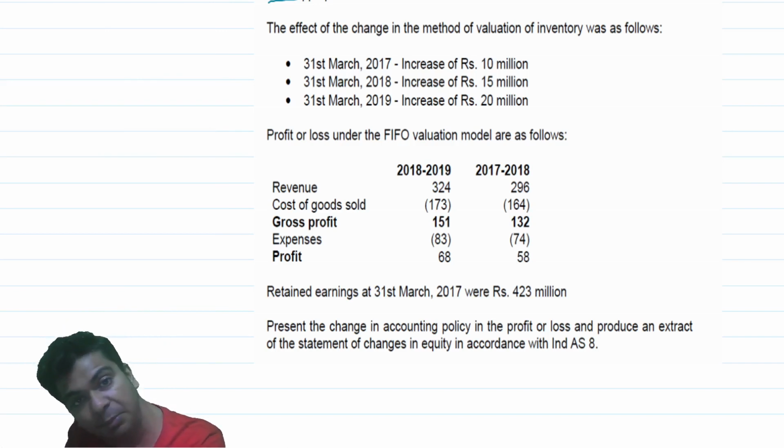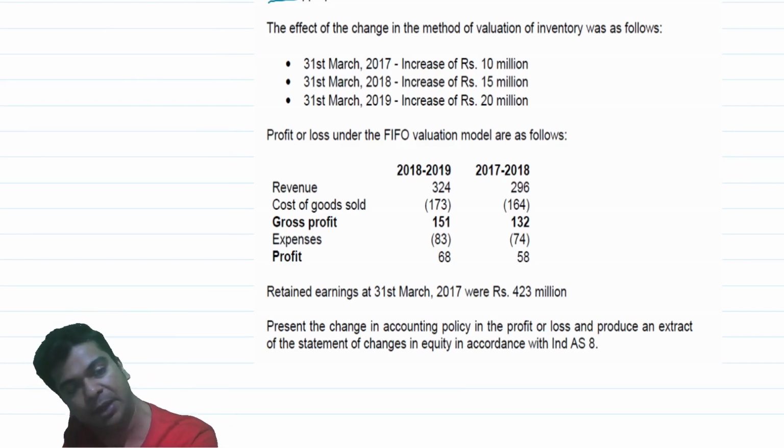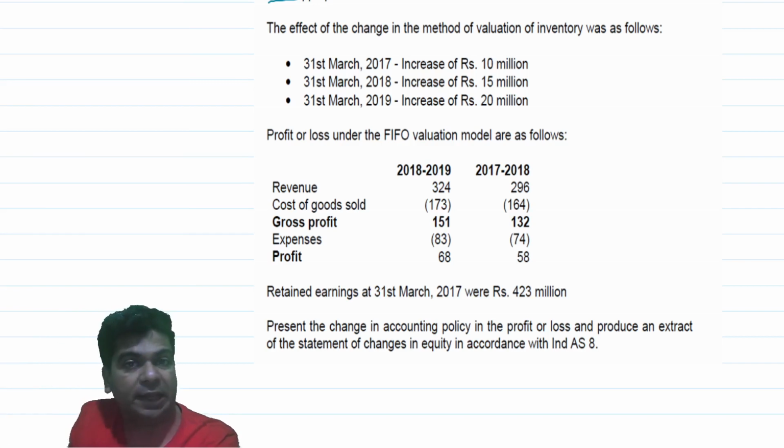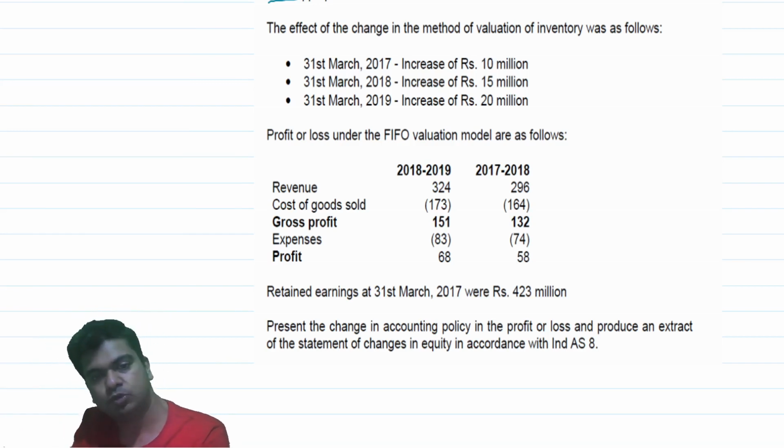Now, when the year before the previous year is getting affected, it will basically affect the opening balances, especially the opening balance of the retained earnings. That effect you have to give in the retained earnings, and technically as per Ind AS 1, you will also have to present a third balance sheet. That's what they are doing now.